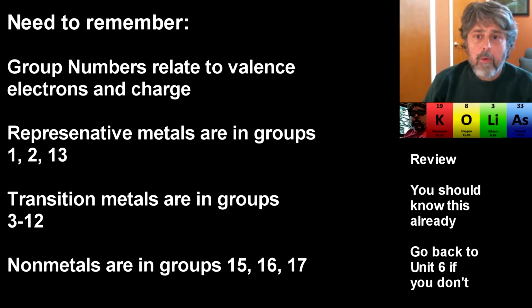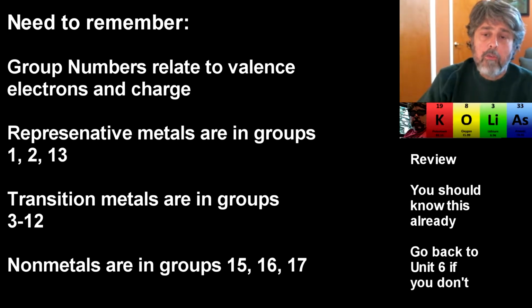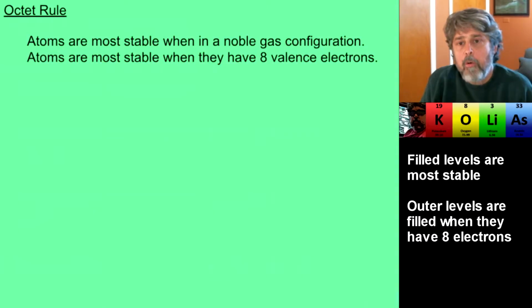The thing you need to remember is that the group numbers help you determine the ions, the charge of the elements in each of the groups. And the last thing you need to remember is where the metals are and where the nonmetals are. Very, very important. How are we going to make chemical bonds if we don't know where the metals are and where the nonmetals are? So we've already talked about the octet rule also.